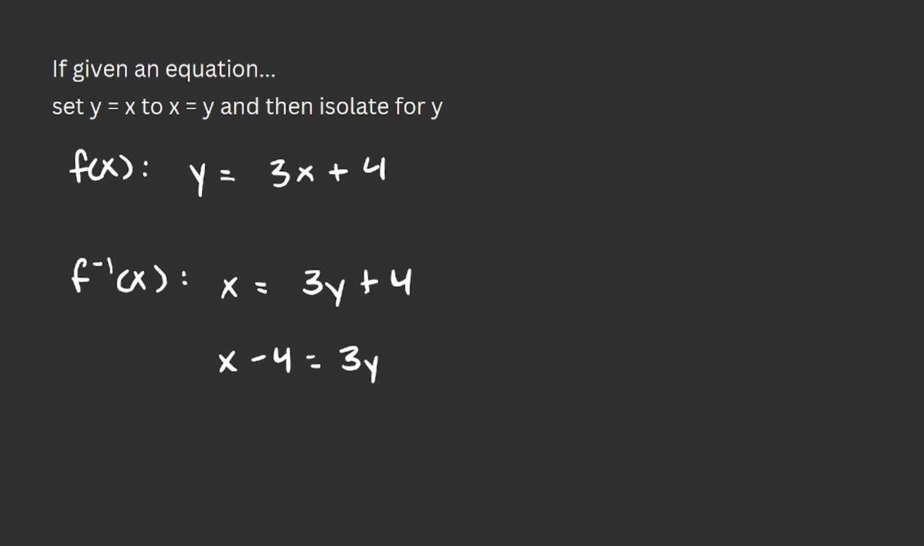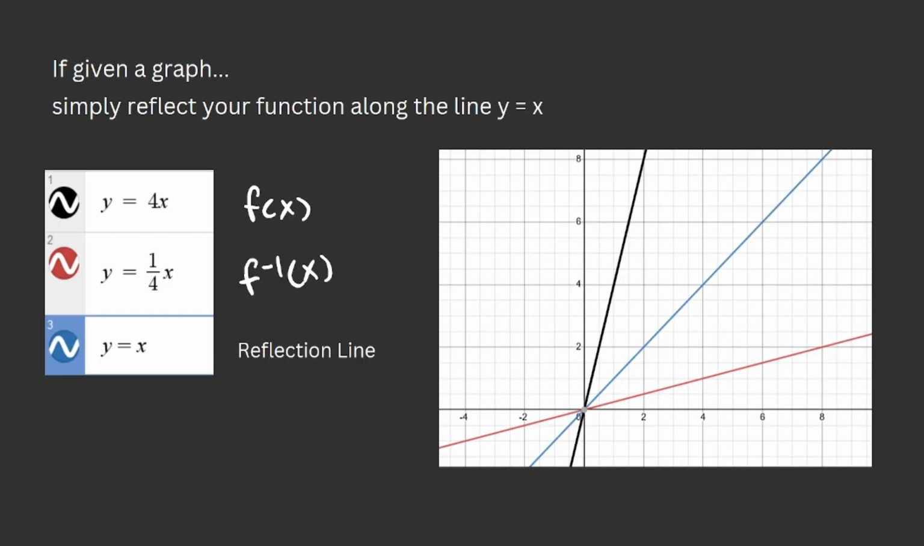So x minus 4 equals 3y, and then dividing both sides by 3, I get my inverse function, y equals (x minus 4) divided by 3. So if I'm given a graph, I can reflect my function along the line y equals x.